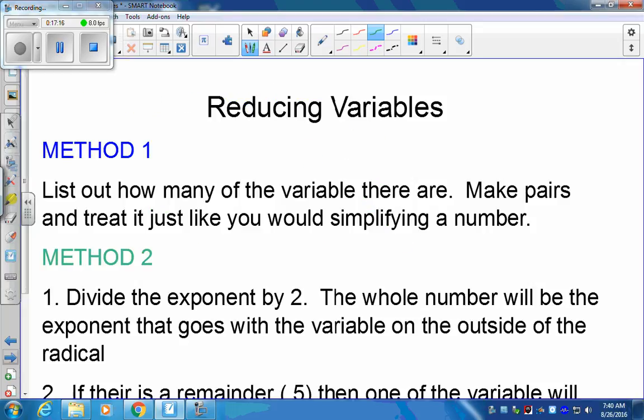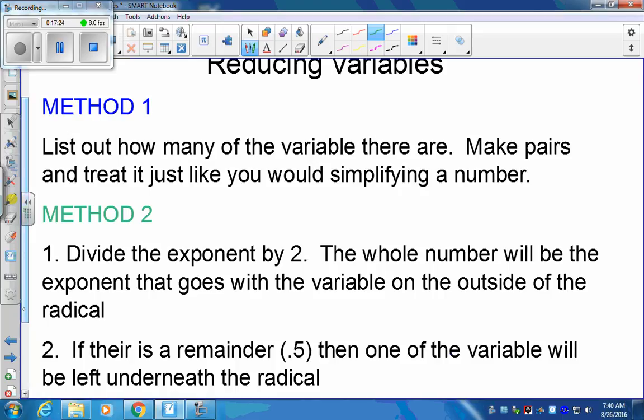All right, we're going to also introduce variables into this. There's a couple different ways you could do it. So I'm going to put a problem up here as we talk through the examples. You can have the square root of x to the 7th. We'll start with that. There are 2 different ways you can attack this problem. Method number 1 says list out how many of the variable there are, make pairs, and treat it just like you would simplifying a number.